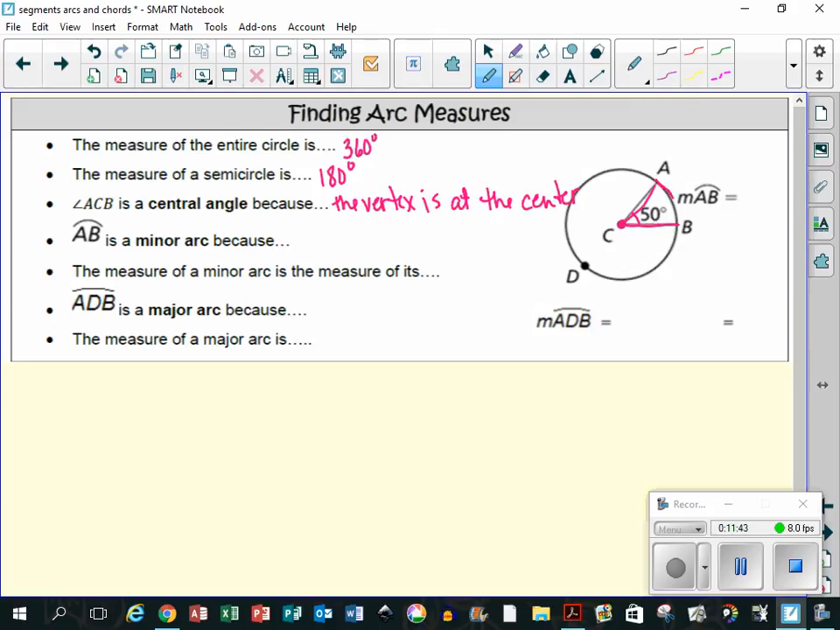AB is a minor arc. So this AB, the curve, is a minor arc because it's less than 180 degrees. It's less than half the circle. The measure of the minor arc is the measure of its central angle. ADB, so if I go A around to D, then to B, that's a major arc because it's greater than half the circle, so it's greater than 180. And the measure of the major arc is 360 minus the minor arc.